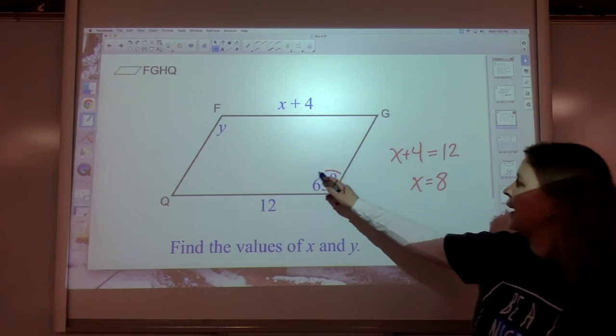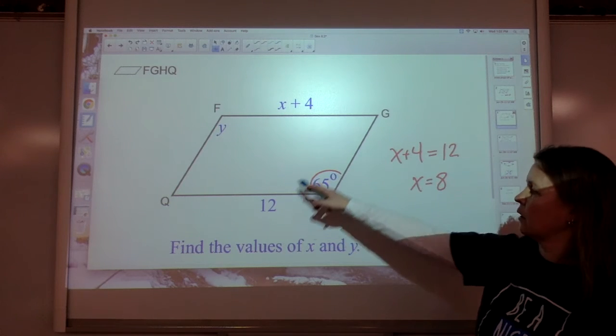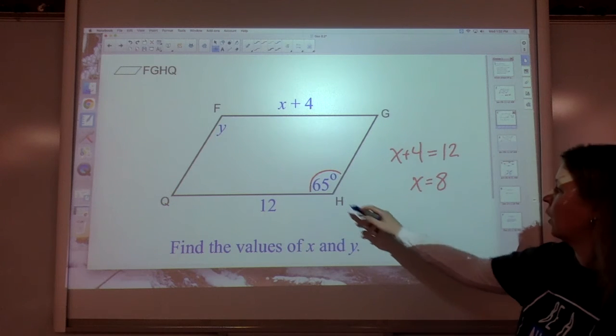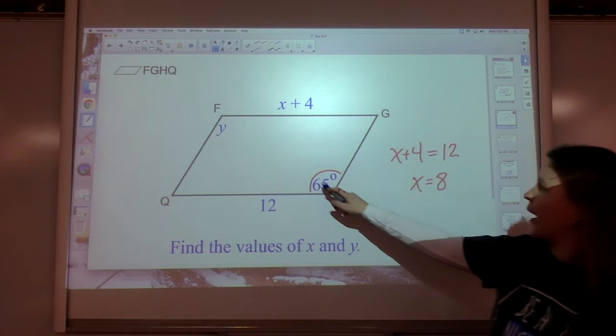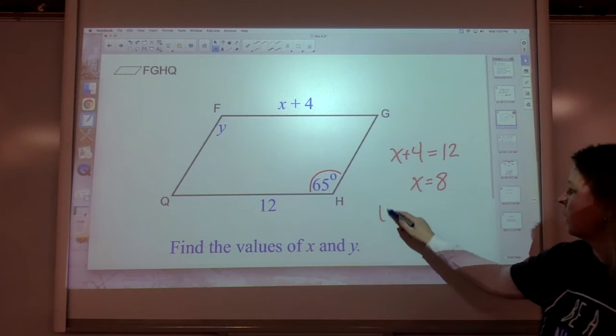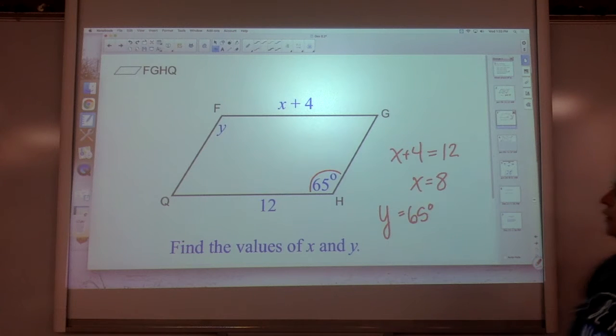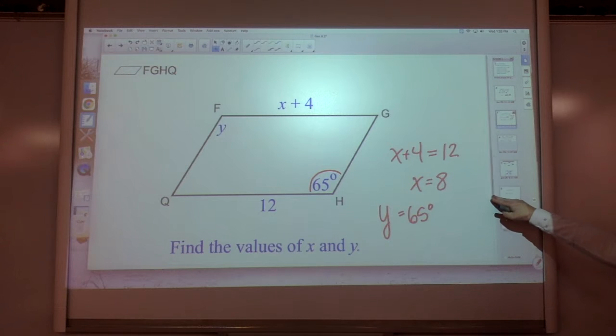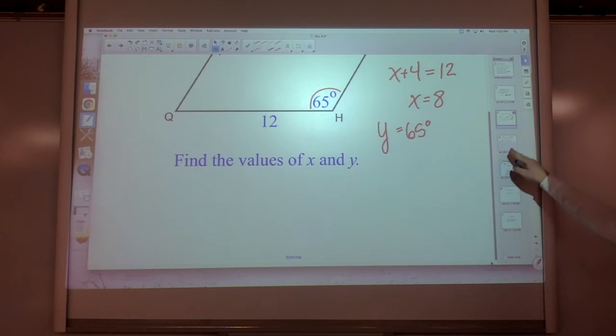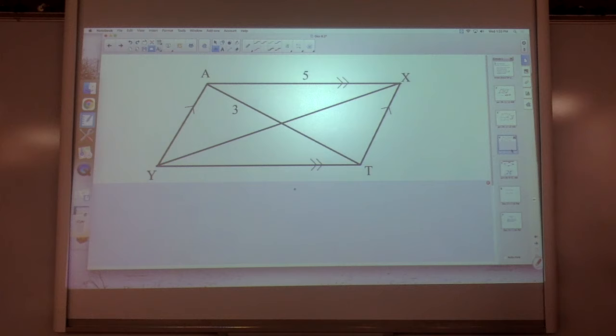I want to find angle H. I can't compare it to angle G because I don't know. I can't compare it to angle Q. I don't know. But I do know that opposite angles are congruent. If opposite angles are congruent, then Y has to be the same size as angle H. You're just picking out the properties and using them mathematically.